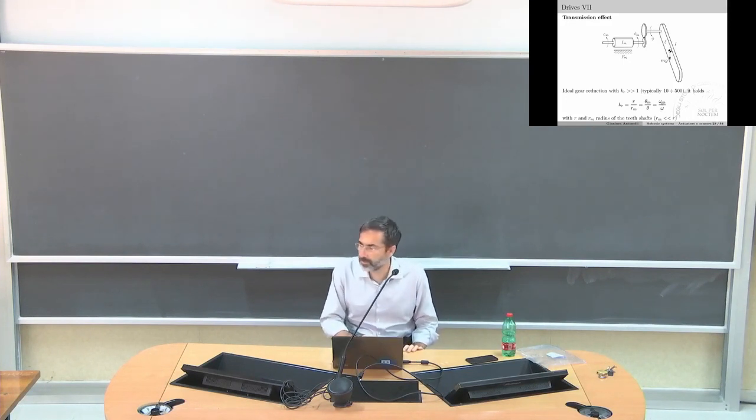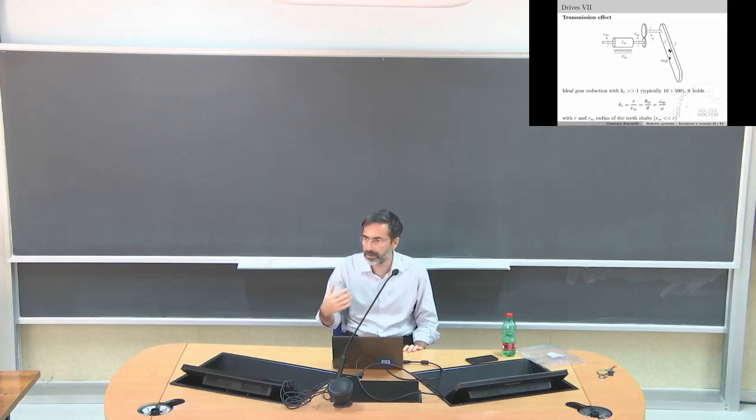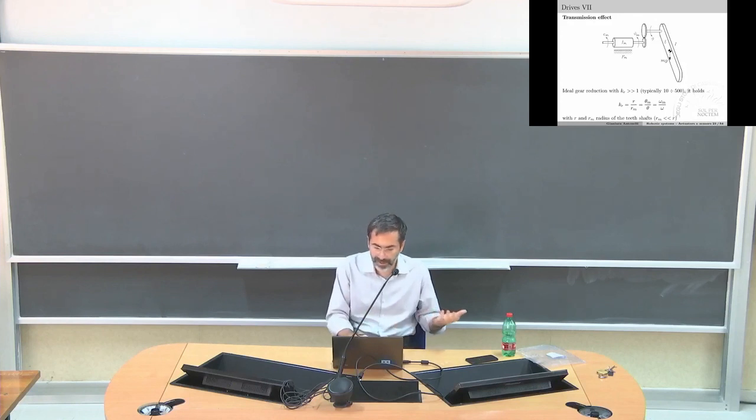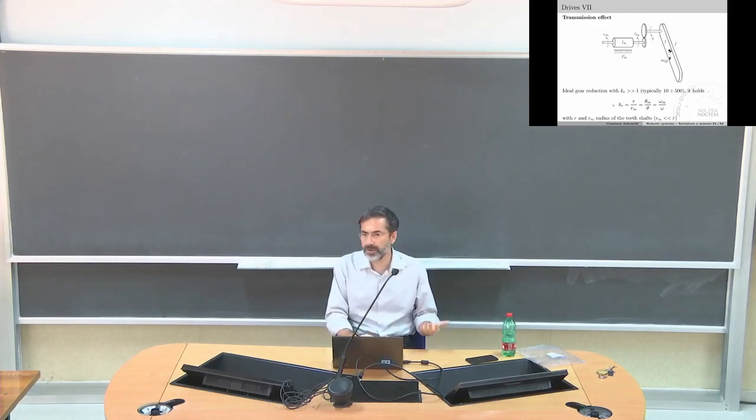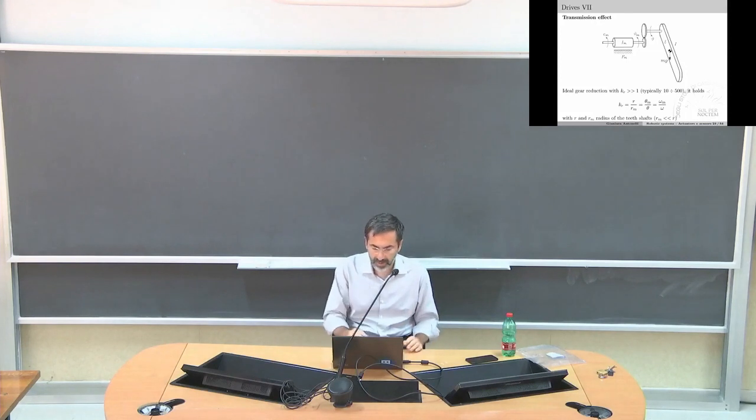It's the same as in your bike, okay? When you use the gear, what you do is actually to change this factor. So if we are talking about, for example, 100 reduction, it means that on the link side, you have a velocity that is smaller by a factor 100 with respect to the motor one. Okay, the motor is always the fastest part of your actuation system.